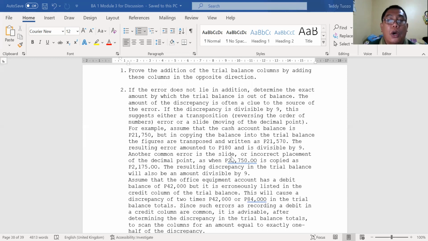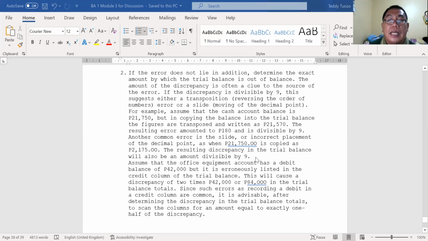Okay, so another common error is the slide, or incorrect placement of the decimal point, or a misplacement of the amount. Like when 21,750 is copied as 2,175. Now, wala na ang 0 sa 50, no? So that is a slide. Nakuhaan ng isa ka space, isa ka decimal placement, sorry. The resulting discrepancy again is divisible by 9.